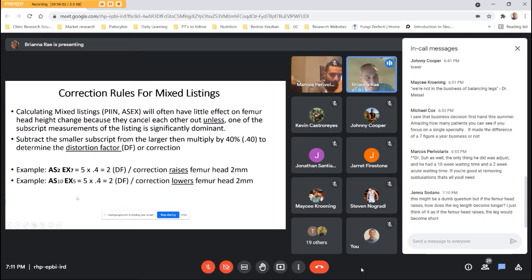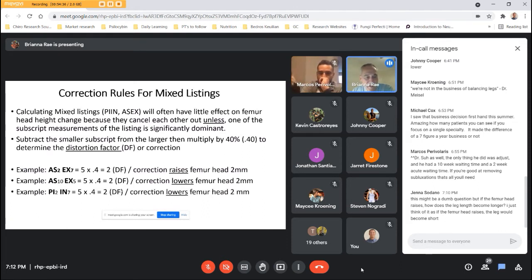Another example, we're going to switch the subscripts but keep the same listing, AS-EX, but the AS is going to be 10, EX5. Subtract 5 from 10, we get 5 times our 40%, gives us the same 2 millimeter distortion factor. But we know when we correct an AS, we're going to end up lowering the femur head, and by how much? Well, by the 2 millimeters that we figured out from our 40% rule.